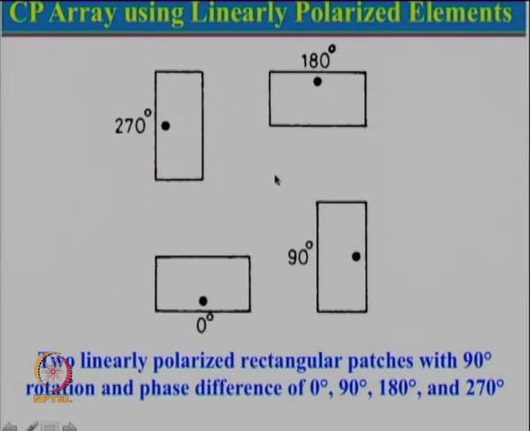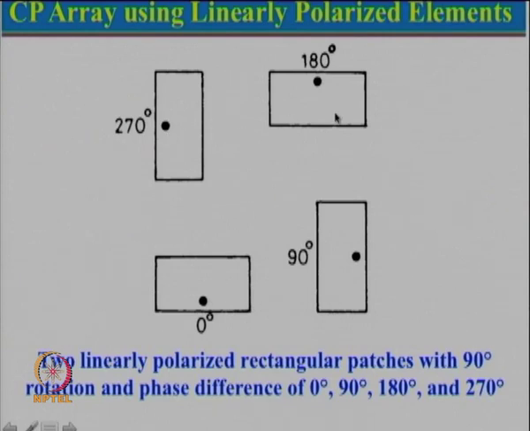However, it was noticed that if this is fed at 0 degree and this is fed at 90 degree, then the cross polar level was quite high, and also VSWR bandwidth was also not very good. So, then instead of feeding this at 0, it is actually fed at 180 degree. So, again you can see that this is rotated by 90 degree, another 90 degree, another 90 degree.